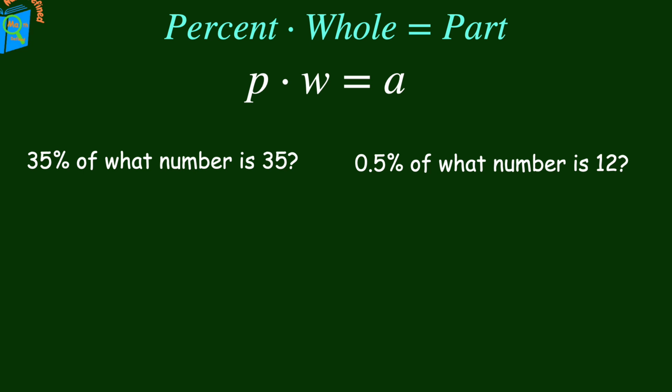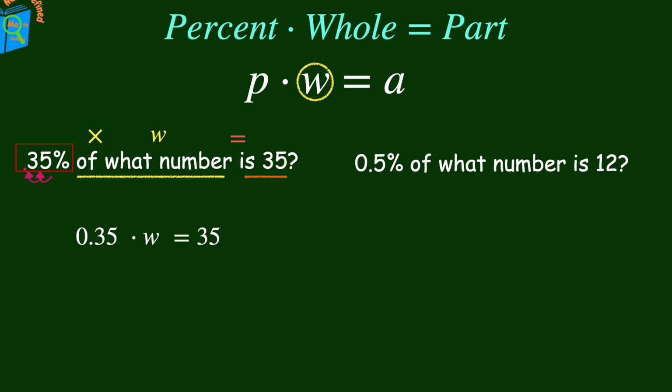This time we're given the percent and the part, but not the whole. 35% of what number is 35? Let's diagram this. 35% written as a decimal is 0.35. The phrase of what number means the whole is missing, so we'll use W. And is 35 tells us the part is equal to 35. That gives us 0.35 times W equals 35. To solve for W, divide both sides by 0.35, resulting in W equals 100. So 35% of 100 is 35.